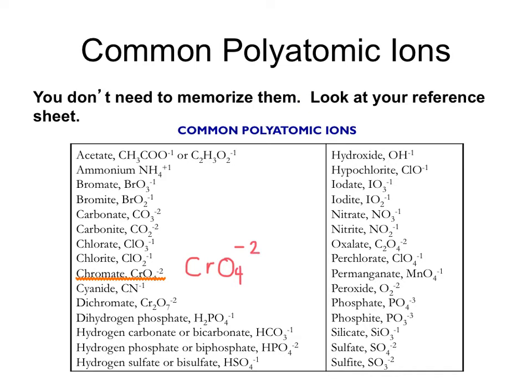Most of the polyatomic ions end in the suffix "ate" or "ite," and then there are a few that will actually end in "ide." Hydroxide is one of them, and cyanide is the other. And then, of course, there is one positive polyatomic ion that you will be using, and that is called ammonium.